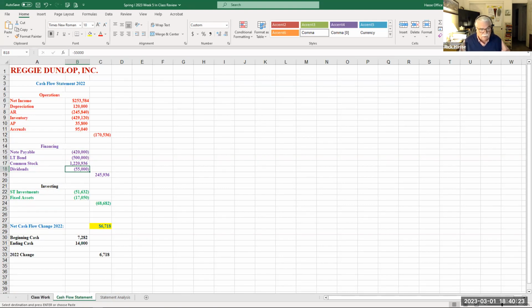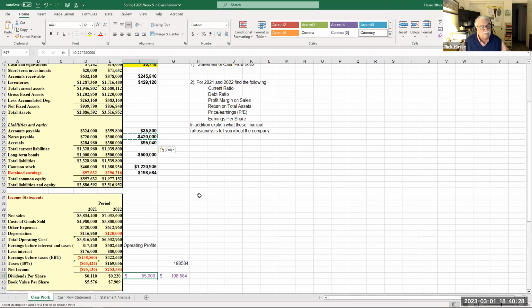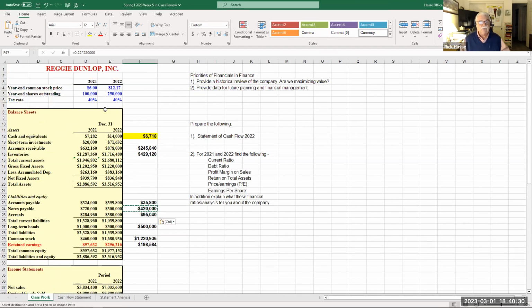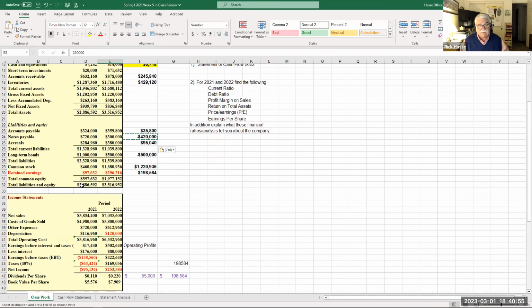And lastly, the big kahuna of this year with this company, notice common stock. First of all, notice at the end of 2021, we had 100,000 shares of stock. At the end of 2022, we have 250,000 shares of stock. Oops, they've increased their stock by 150,000 shares. That means they must have issued 150,000 more shares of stock to the market. And how much cash did they receive? Here it is down here.